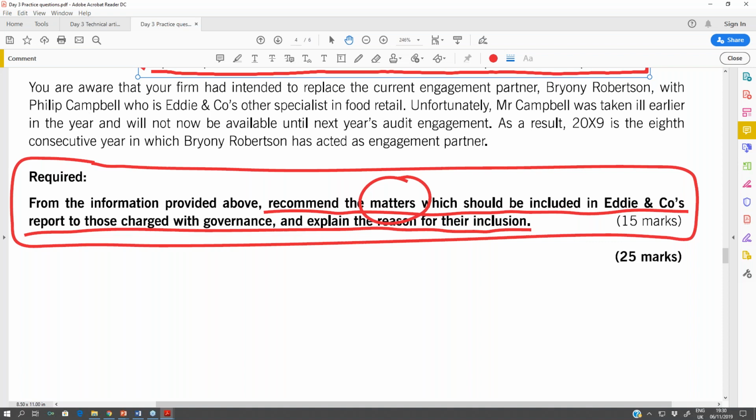So we should be telling this to the management, that because of that reason we are not replacing the partner, and we will be replacing the partner in the next year. For this year, Bryony will continue as the engagement partner. So if there is an ethical issue, you should be informing that to the management.